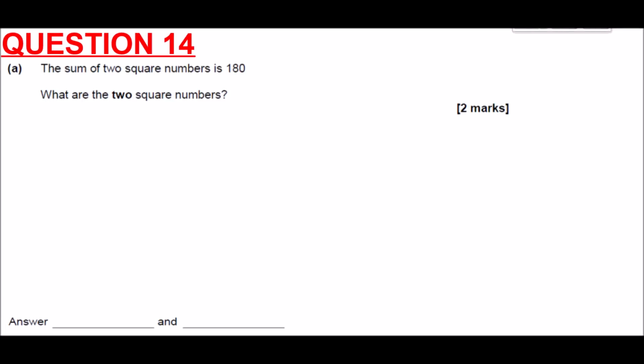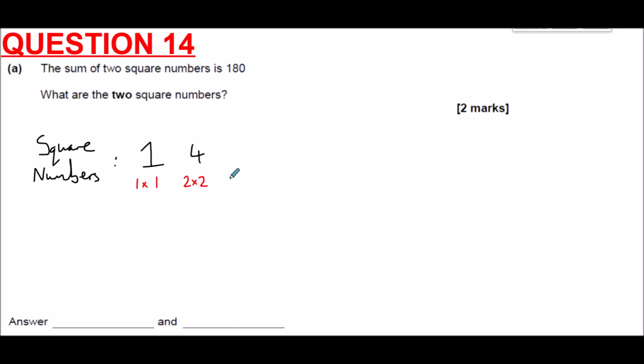Question 14, we're told the sum of two square numbers is 180, and we need to work out what those two square numbers are. First of all, what we need to do is remind ourselves what square number means. Square numbers are numbers we get when we multiply whole numbers by themselves. So the first square number is 1, because it's 1 multiplied by 1. The next square number is 4, because that's 2 multiplied by 2.